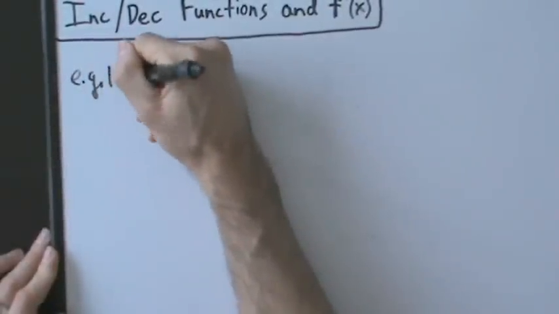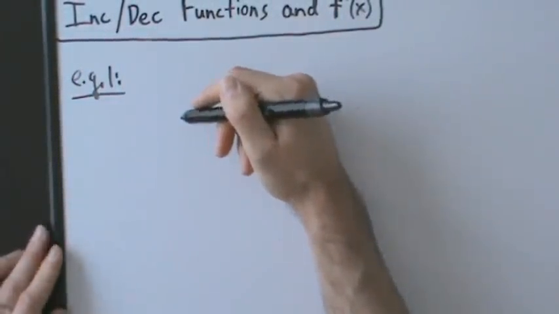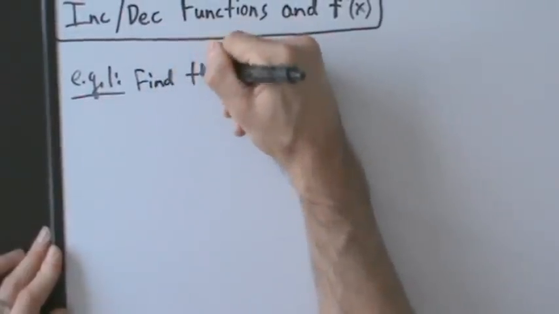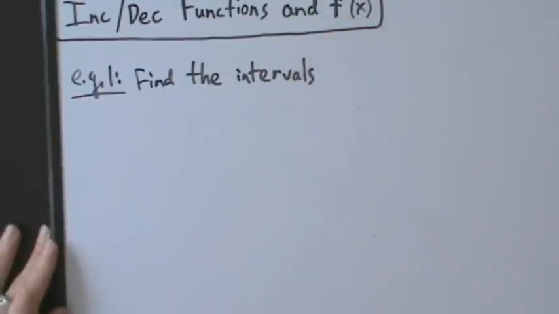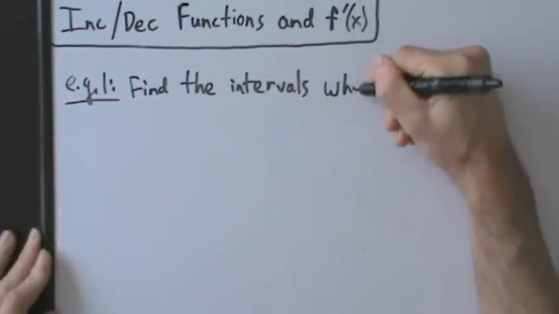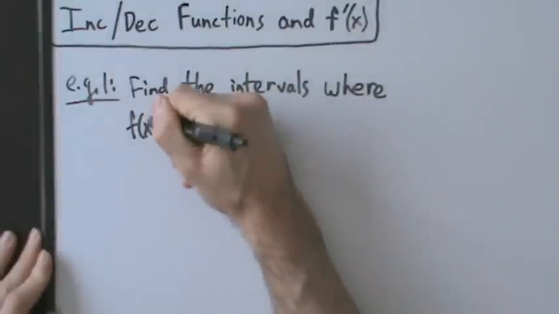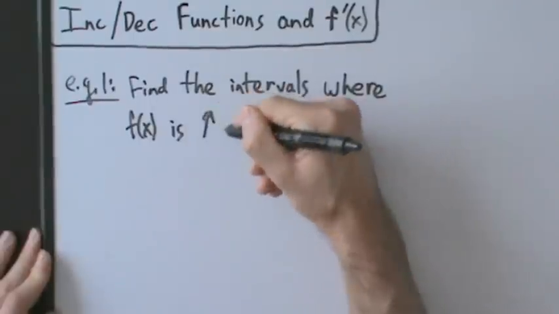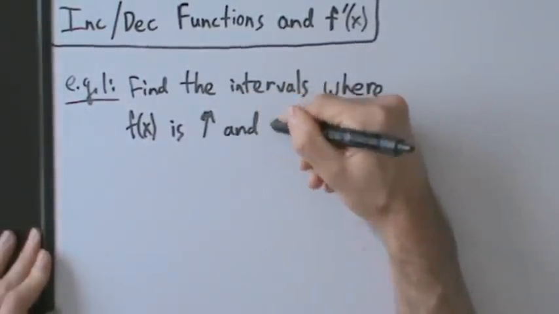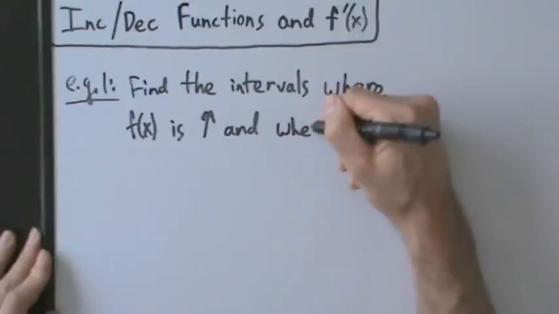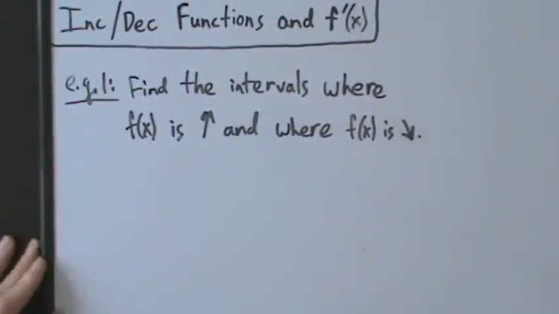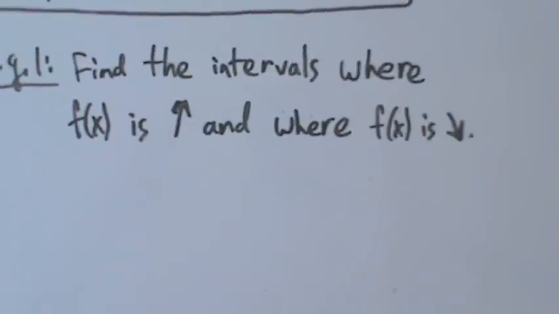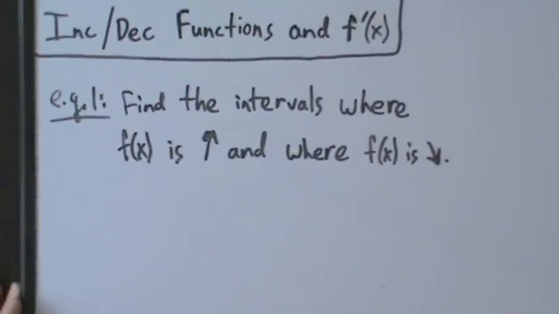Okay, so let's say we have example 1. Let's say, for example, we want to find the intervals where f of x is increasing and where f of x is decreasing. Okay, so we're going to be given a function f of x, and let's zoom in just a bit, and we want to find the intervals where the function is increasing and where it is decreasing.